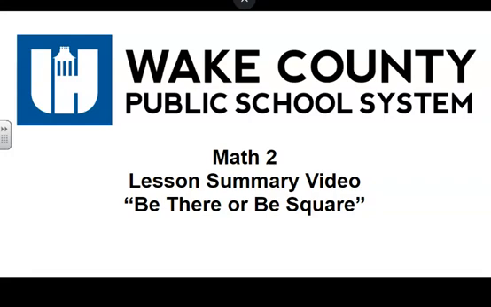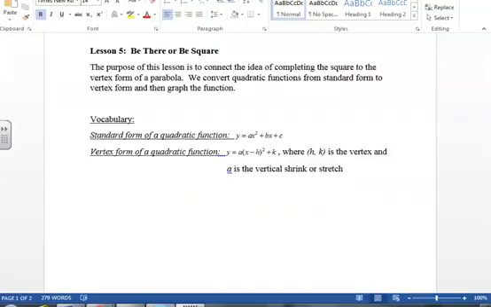This is the Math 2 lesson summary video for "B there or B square." In Lesson 5 of Unit 4, "B there or B square," the purpose of this lesson is to connect the idea of completing the square to the vertex form of a parabola. We convert quadratic functions from standard form to vertex form and then graph the function.